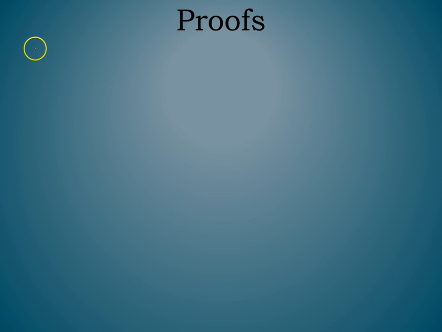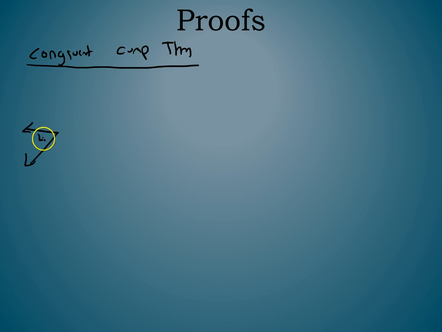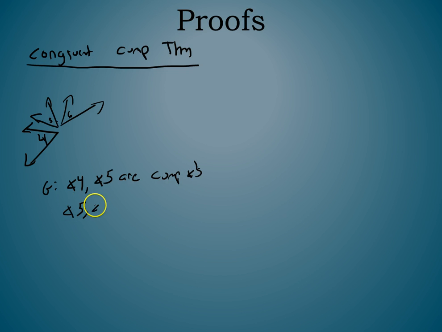We're going to do something very similar now with our congruent complements theorem. So we have our complementary angles, angle 4, angle 5, angle 6. We are given angle 4 and 5 are complementary angles, and angle 5 and 6 are also complementary angles. We're going to use it to prove that angles 4 and 6 would have to be the exact same measurements.